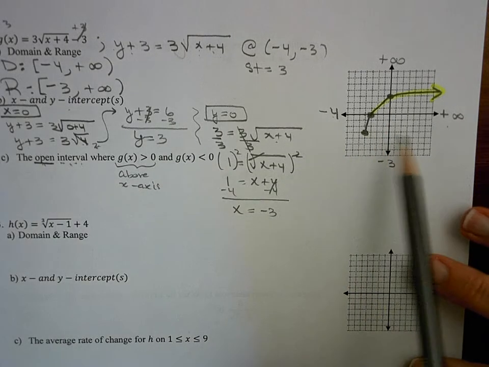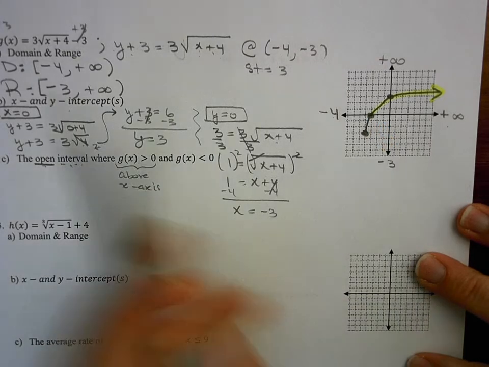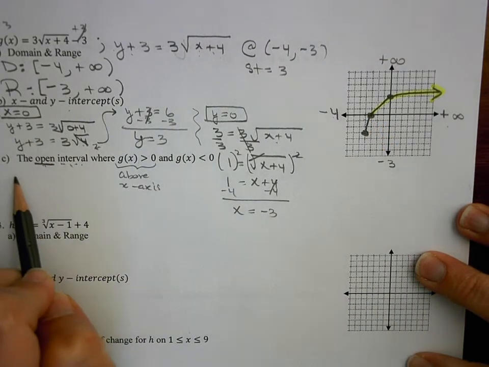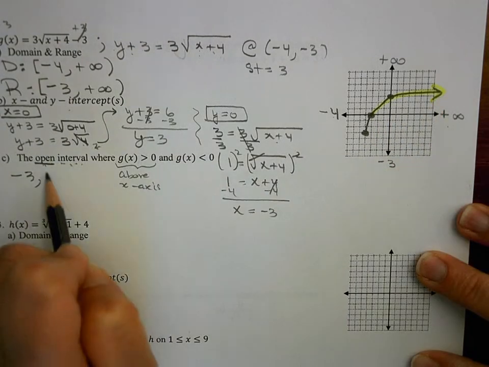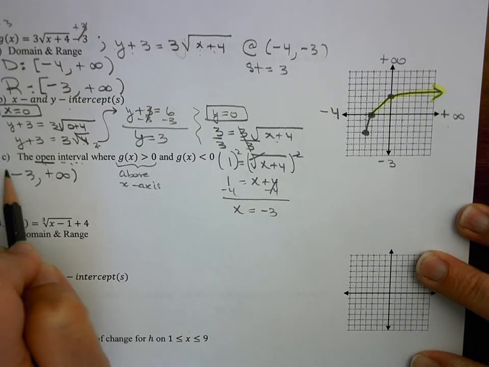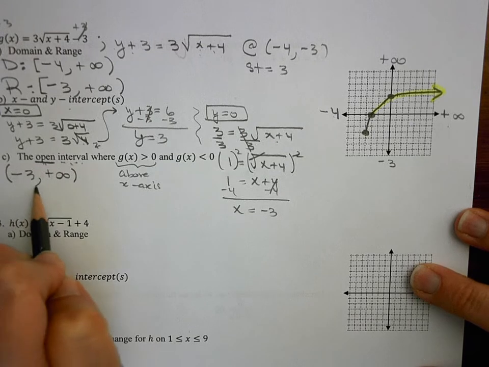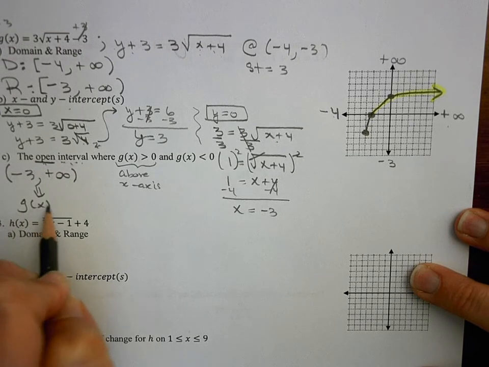So how far left? 1, 2, 3. So that would be from -3. And then highlighted forever to the right, so that would be positive infinity. And that, again, was where g of x was greater than 0.